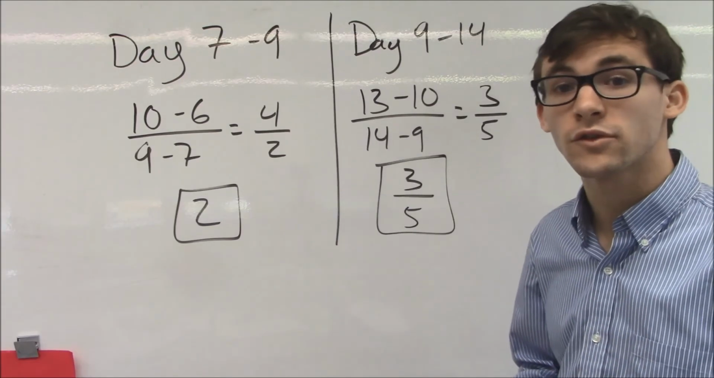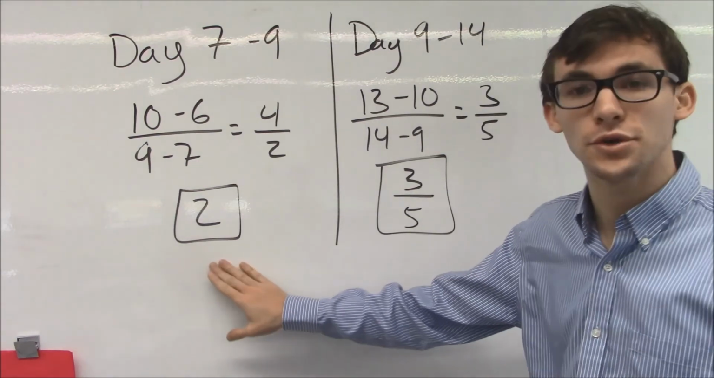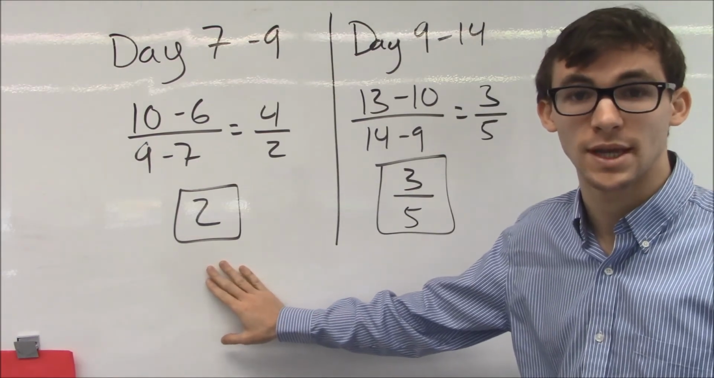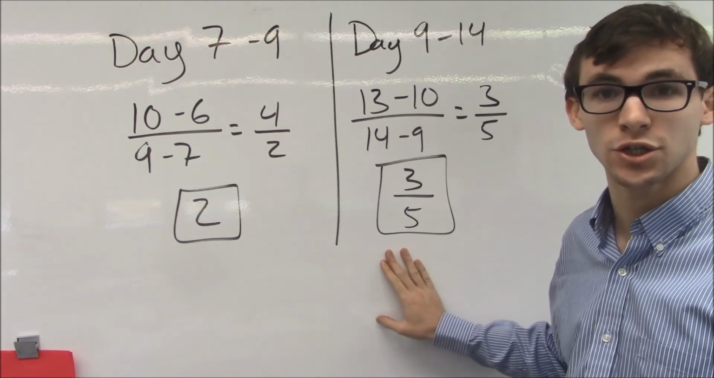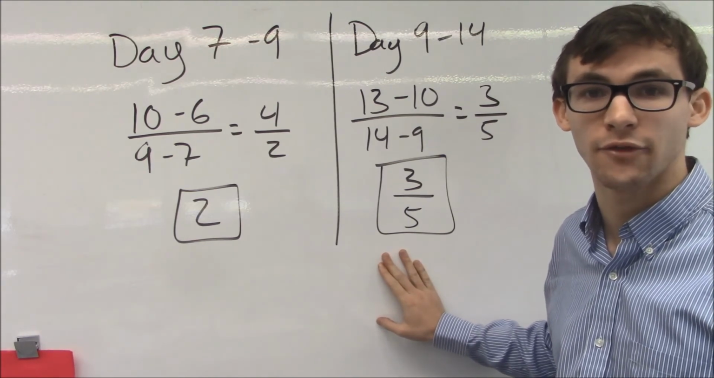For these 2 intervals, we should have gotten a value of 2 for the average rate of change between day 7 and 9, and a value of 3/5 for the average rate of change between day 9 and day 14. The last thing we have to do is to determine the unit that we should use for our average rate of change in this specific context.